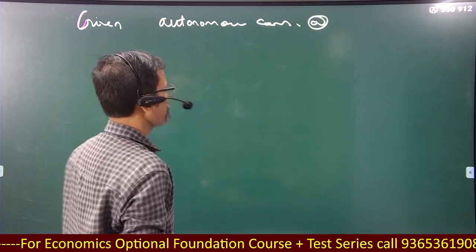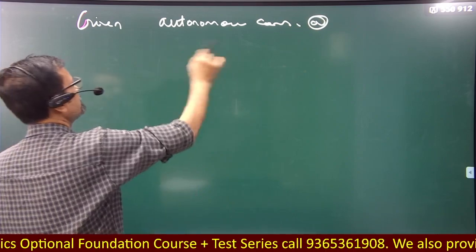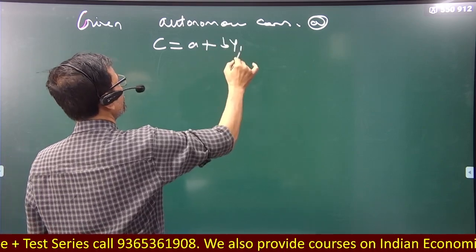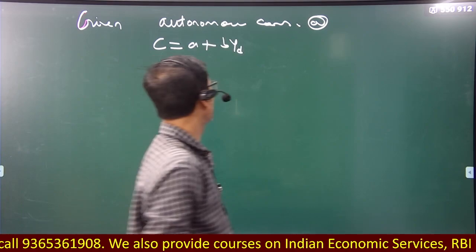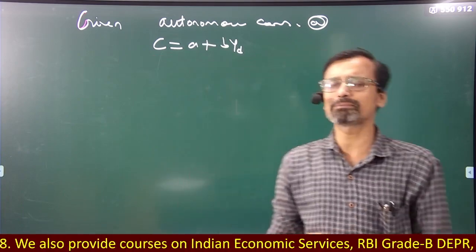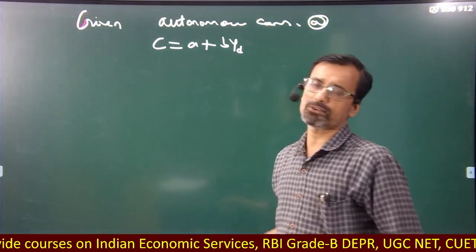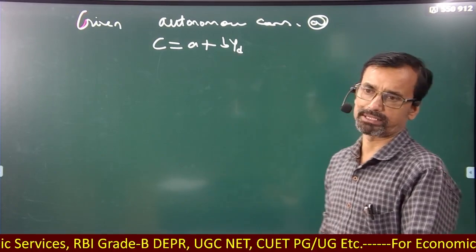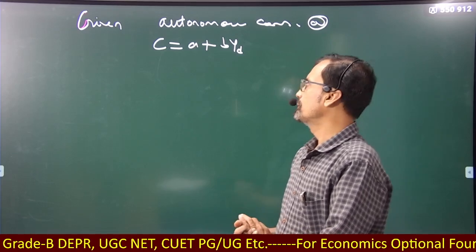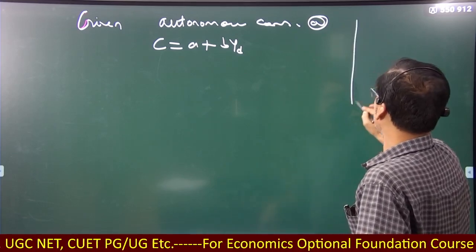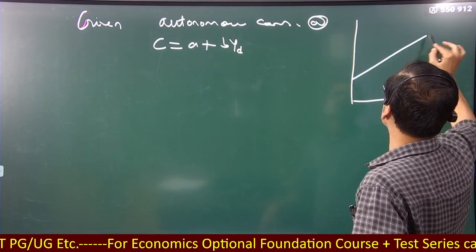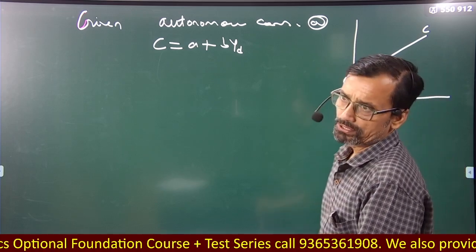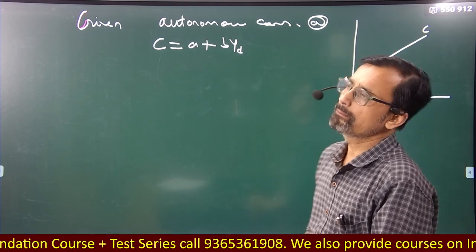First of all, the consumption function is given as C is equal to A plus B YD. YD means disposable income. So total consumption expenditure is basically the sum of the autonomous consumption expenditures as well as induced consumption expenditures. This is the consumption function. This much is autonomous, which is not related with income level.